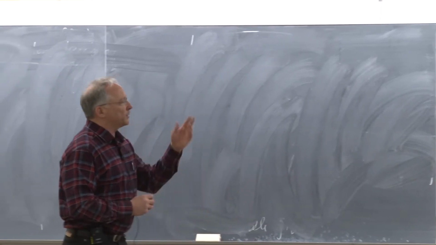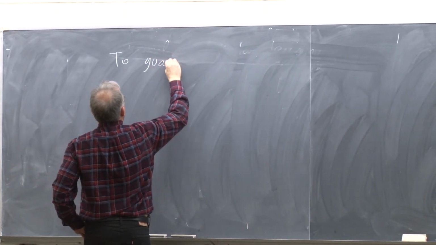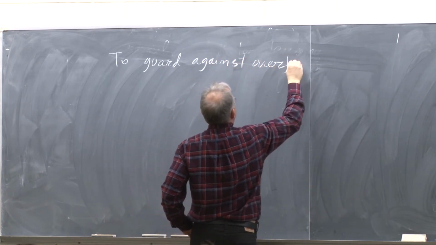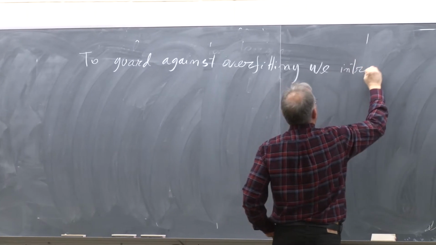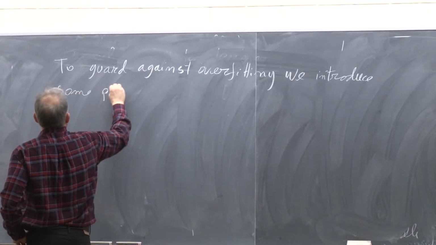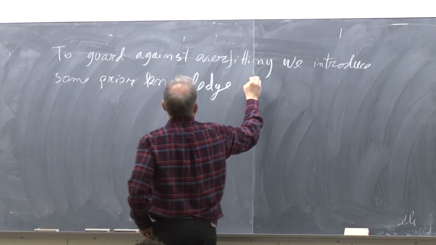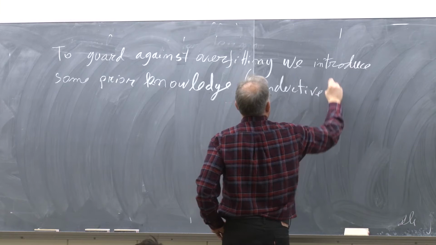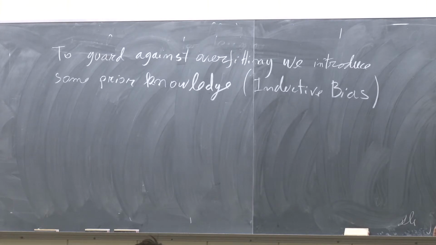So to guard against overfitting, we need to introduce some prior knowledge, or in other words, sometimes it's called inductive bias. Inductive bias because we are doing induction.